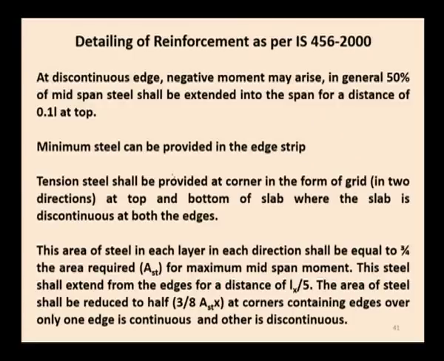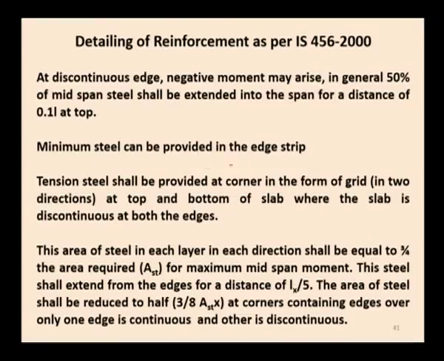Here at the discontinuous edge, it has to be cranked at 0.15 L and brought to the top for a distance of 0.1 L over the end supports. That is, 50% reinforcement is more than enough for resisting the tension at the end support. Minimum steel can be provided in the edge strip.